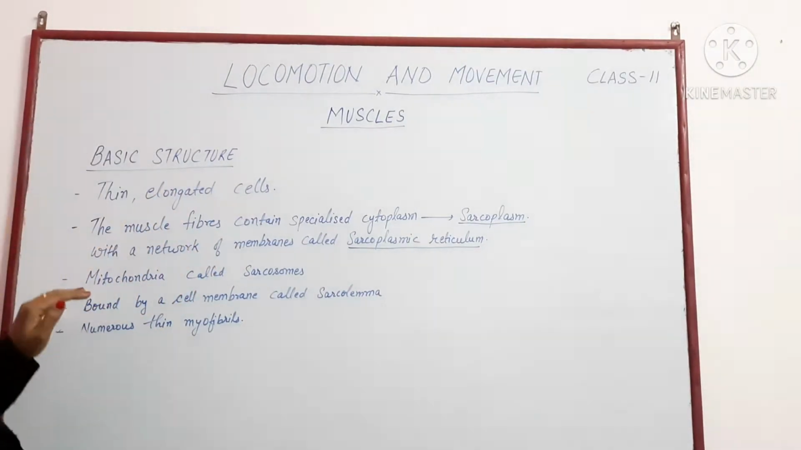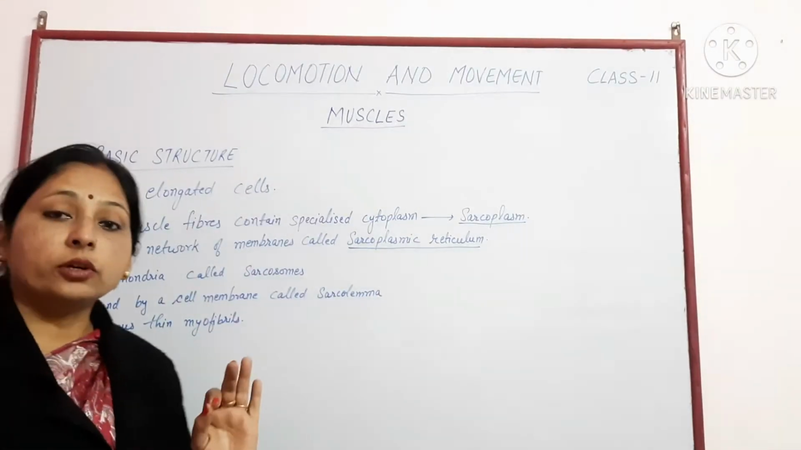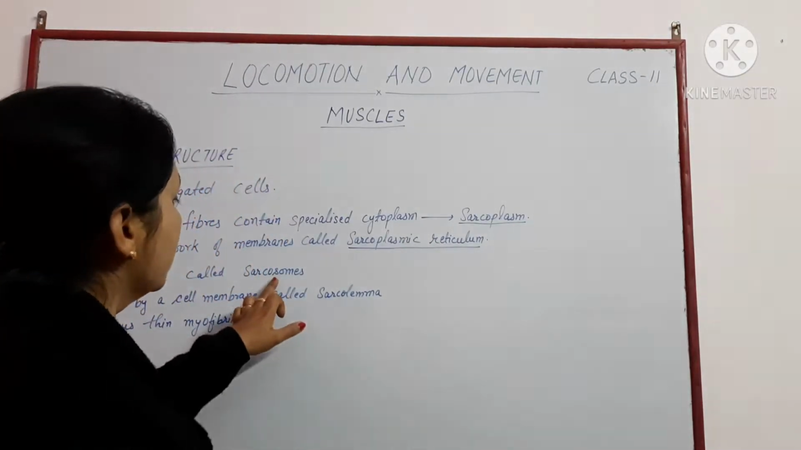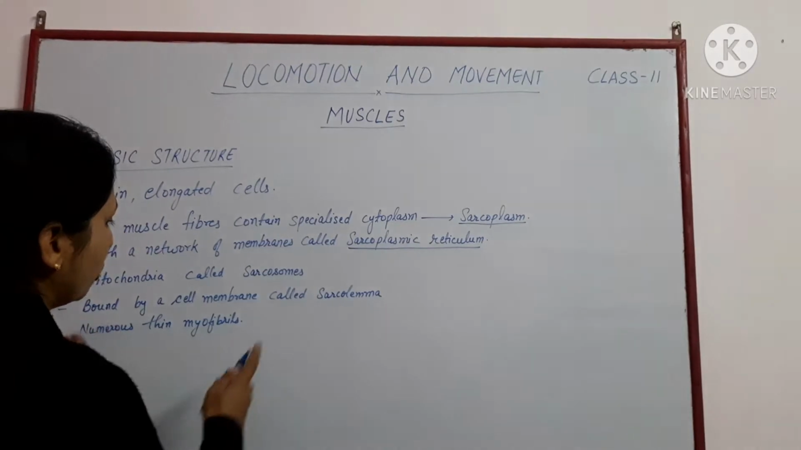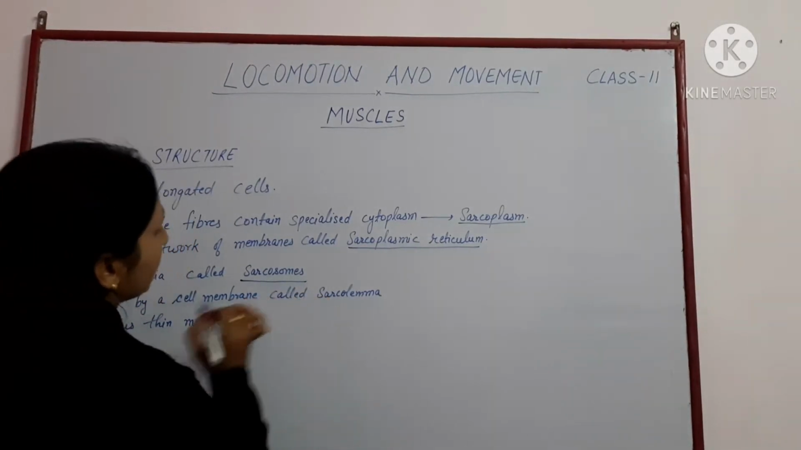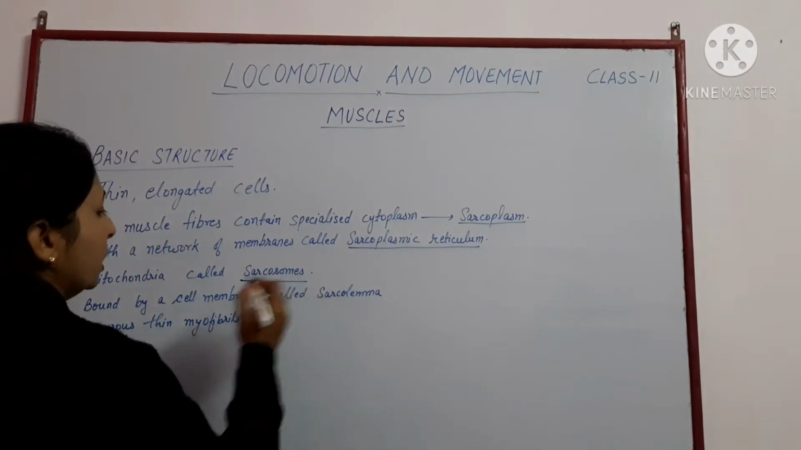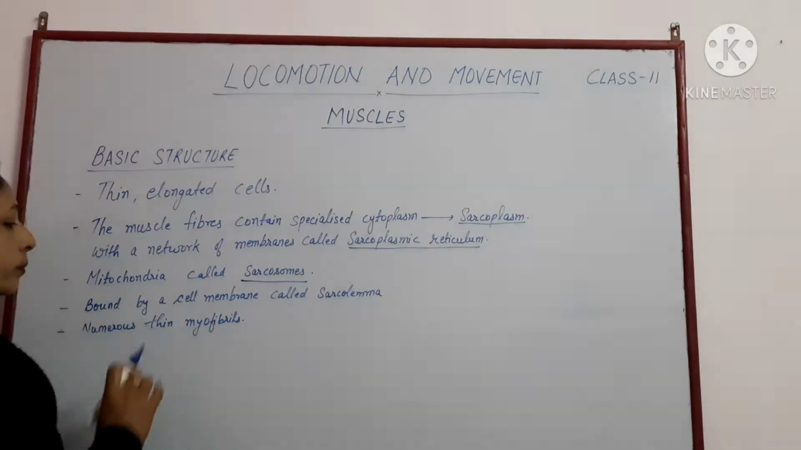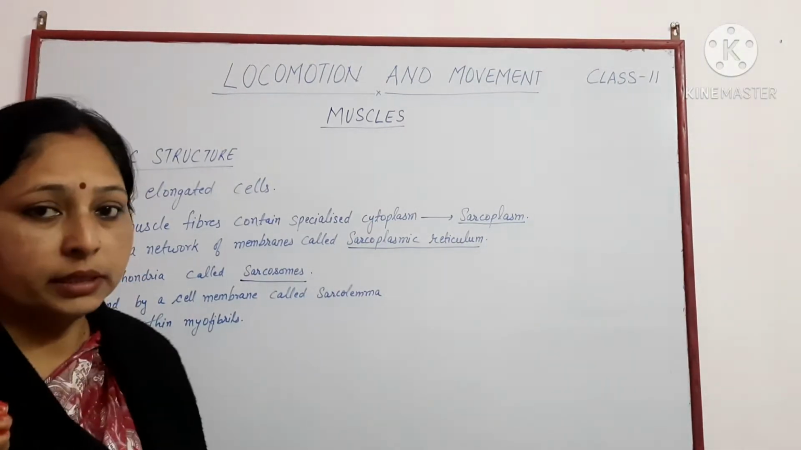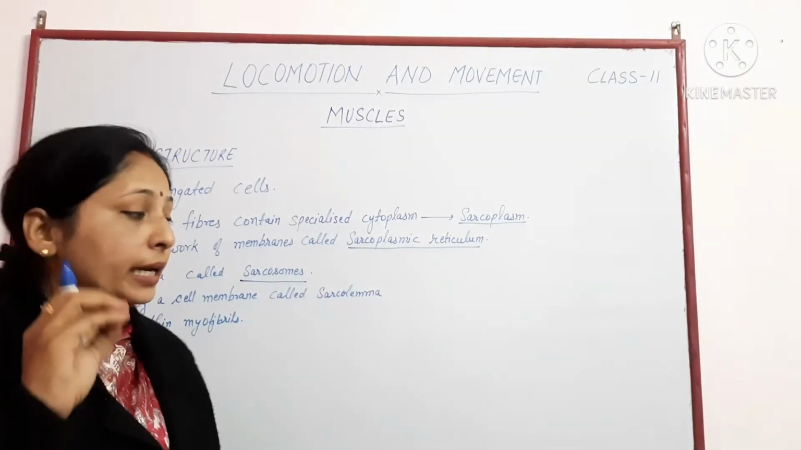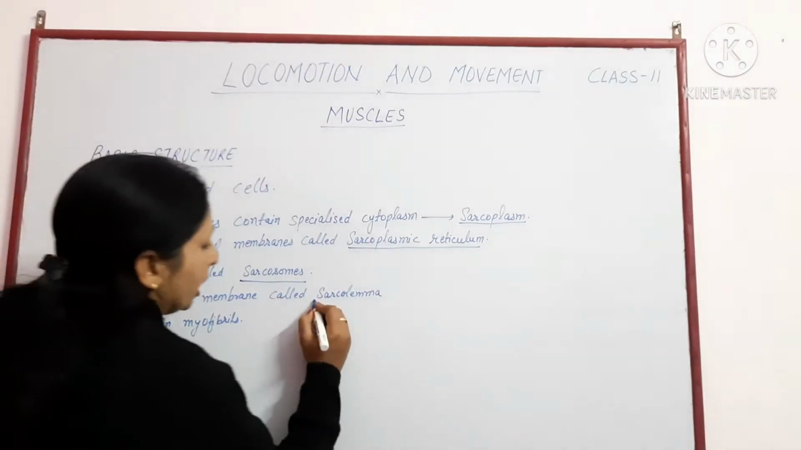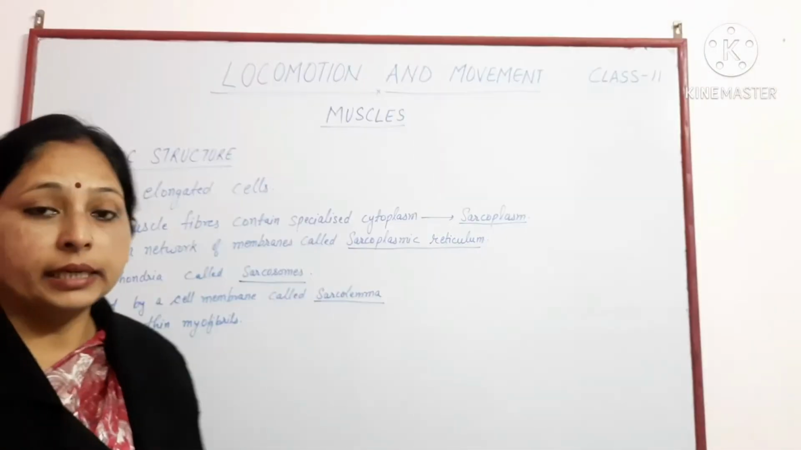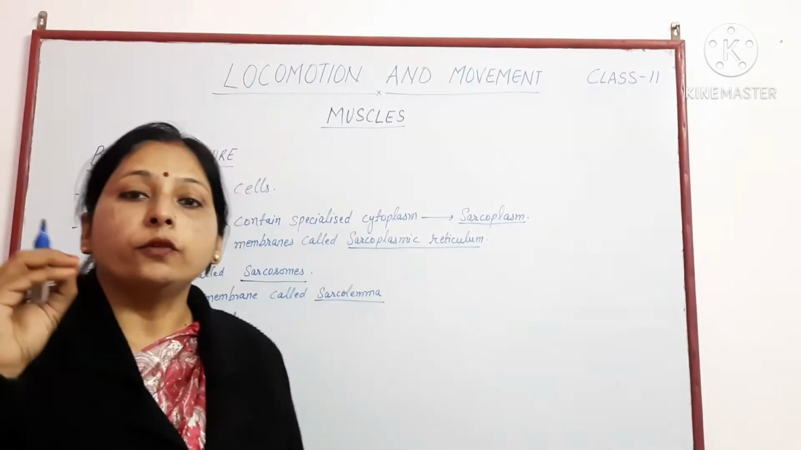Next is mitochondria. Mitochondria of the muscle fiber are termed sarcosomes. Each muscle fiber is bound by a membrane, and that membrane is the sarcolemma. Each muscle fiber contains numerous myofibrils.